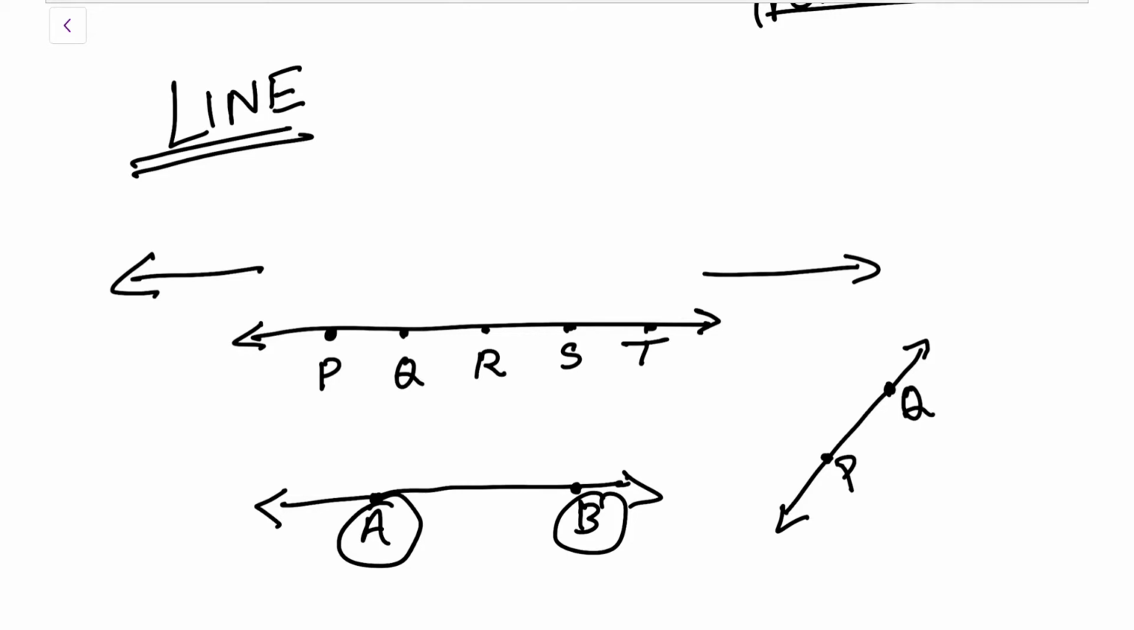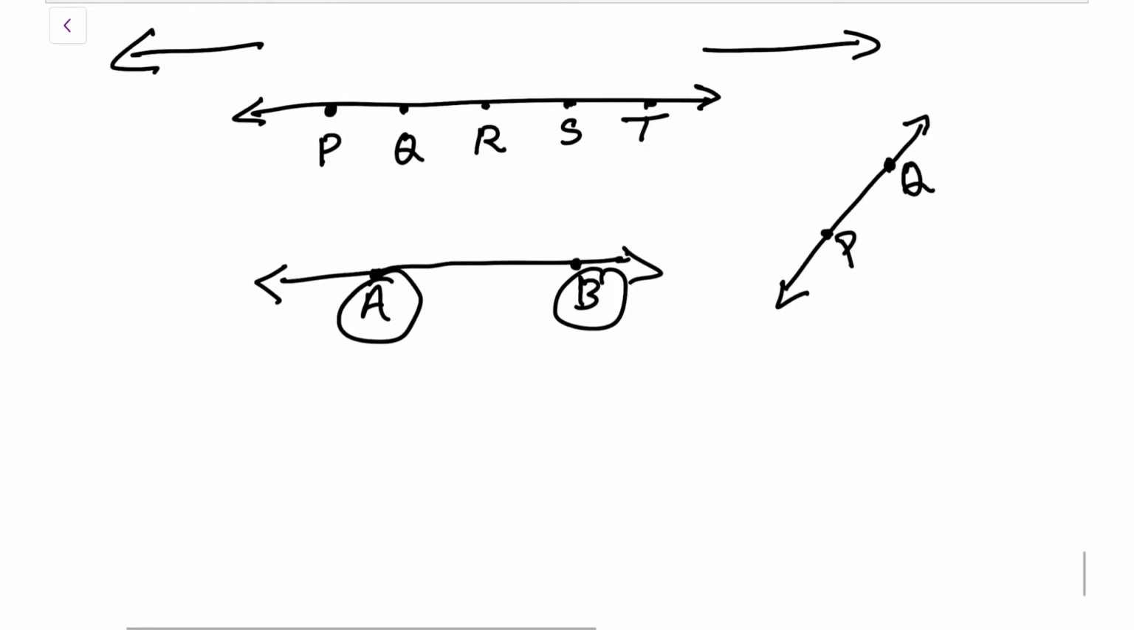That's why it is denoted by, how do you denote a line? You denote a line with the symbol AB and arrows in both directions. PQ and arrows in both directions. That means it can be extended in both directions. As you can see, a line has length, but it has no width. Remember, a point has no length and no width, but a line has length, but no width. So this is a line.